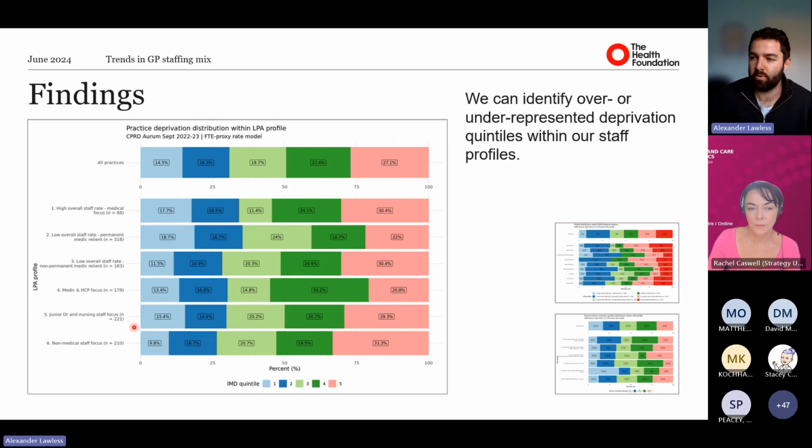There's a couple of things you might point out, but if we focus on practices that utilise non-medical staff, we can see that they are underrepresented in the most deprived quintile of the practices, but overrepresented in the most affluent, which almost goes against this trend that the more deprived areas are under-doctored. This finding might suggest that actually the more affluent areas are the ones that have non-medical approaches, and the more deprived areas are the opposite, essentially. So it might even be adequately or over-doctored.